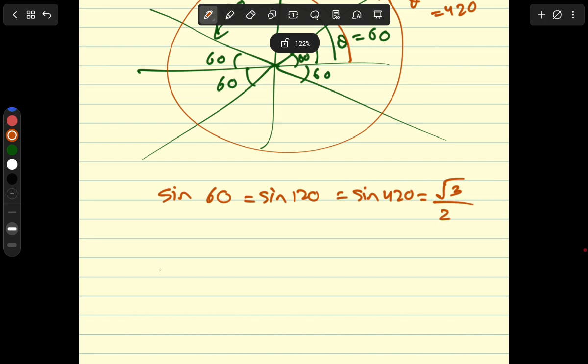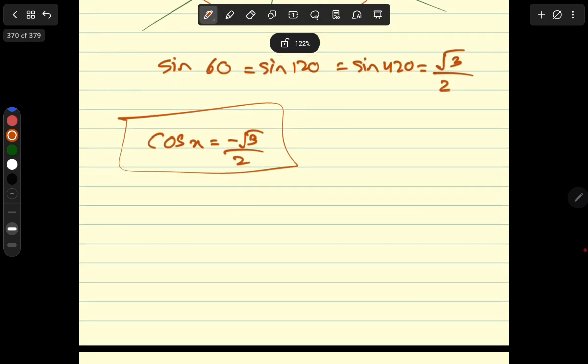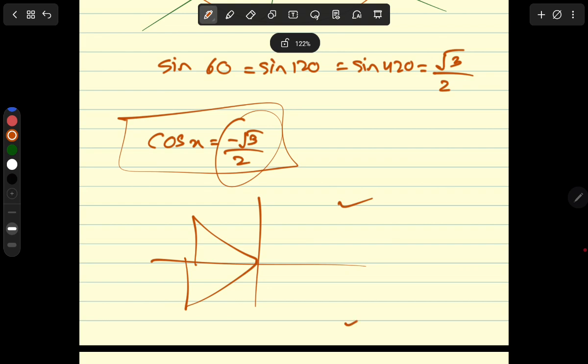Now similarly you could do for cosine of x is equal to negative root 3 upon 2. You know that for cosine you can find this at 30 degrees, right? So because cosine of 30 is positive root 3 over 2, the negative of that is going to be in the second quadrant, right? So in the second or the third quadrant, because cosine is negative here and here, because it is positive here and here. So the basic angle is 30.